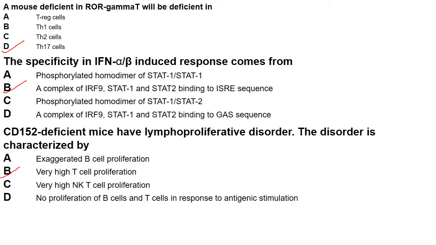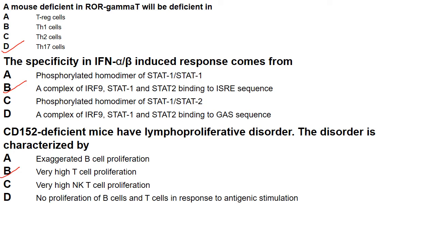Then next one. The specificity in interferon alpha beta induced response come from. So interferon alpha is produced in the leukocytes infected with virus, while interferon beta is from the fibroblast infected with virus. So type 1 interferons consist of structurally similar cytokines and include 13 to 14 subtypes of interferon alpha along with interferon beta, interferon epsilon, K, omega, delta, tau, etc. So interferon alpha is produced in the leukocytes infected with virus, while beta is from the fibroblast infected with virus.